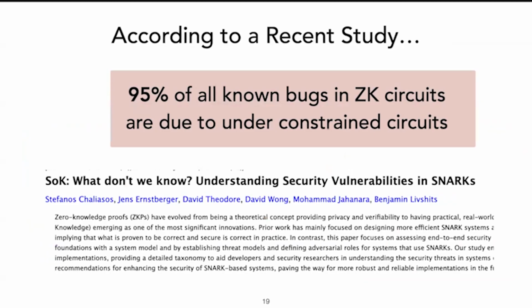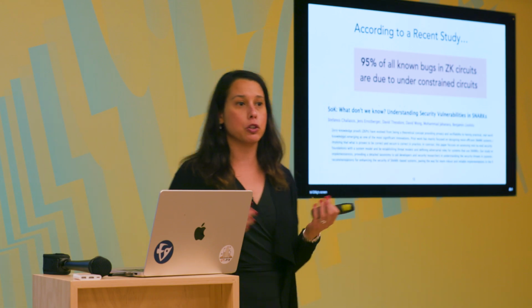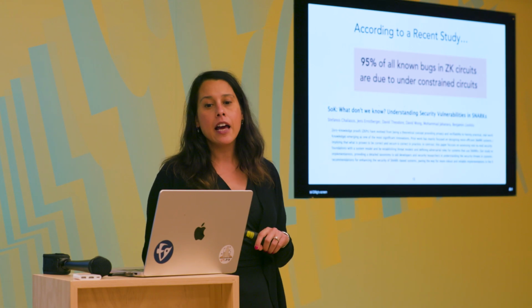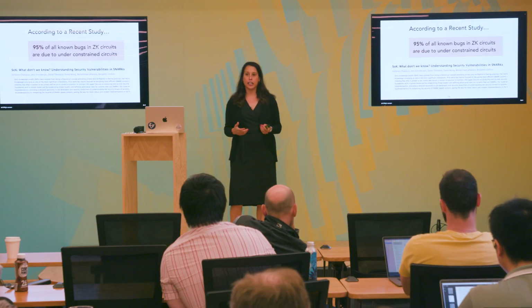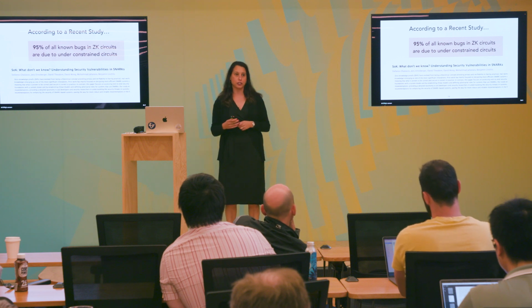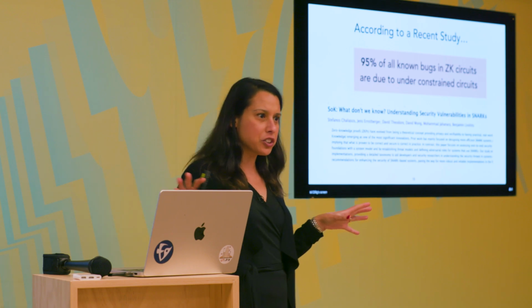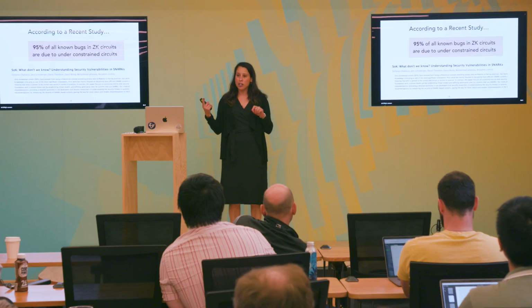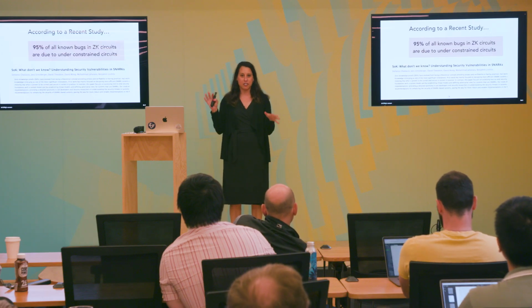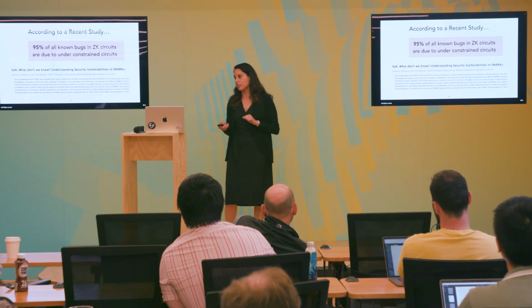To give further evidence of this, there's a very nice empirical study paper that came out recently by Stefanos Chaliasos et al., where they did a large-scale empirical study of a bunch of known bugs in ZK circuits. And what they found is that 95% of all known bugs are due to the circuit being under-constrained. I think they looked at 99 problematic circuits in total, and 94 of them were due to under-constrained. One was over-constrained, and the rest were neither over- nor under-constrained, but still not equivalent.